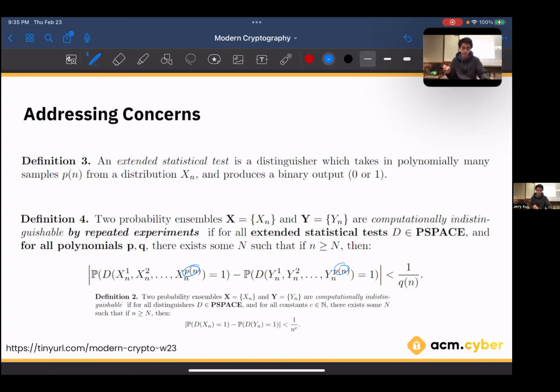Okay. So just for a side-by-side comparison, essentially the only difference between this definition and the previous one is the number of samples, right? Everything else is the same. There's this qn here, but essentially that's the same as n to the c, because we're talking about orders of growth for polynomials. And then an extended statistical test is just a distinguisher that takes in polynomially many samples. It's still going to produce a binary output, basically saying these samples were from this distribution or these samples were from that distribution. Are there more questions? Okay.